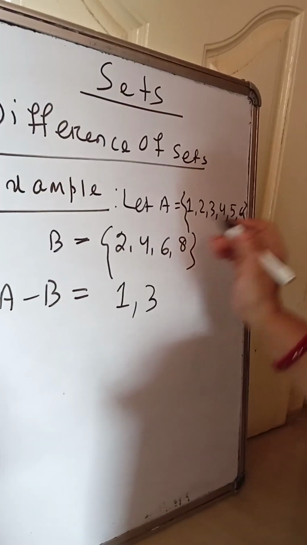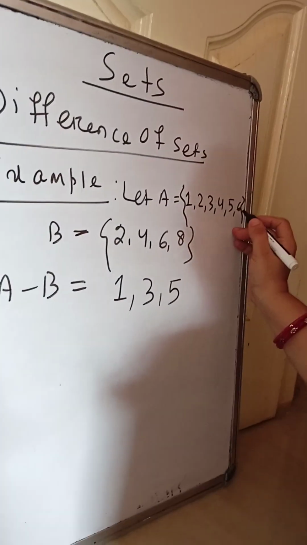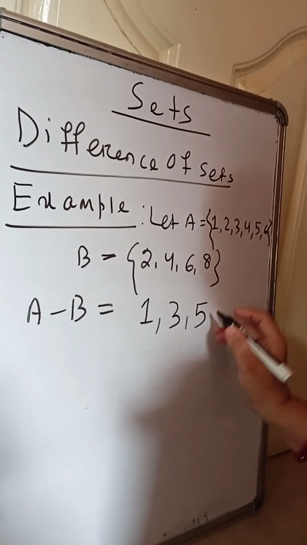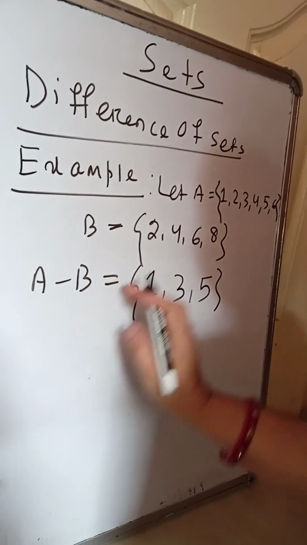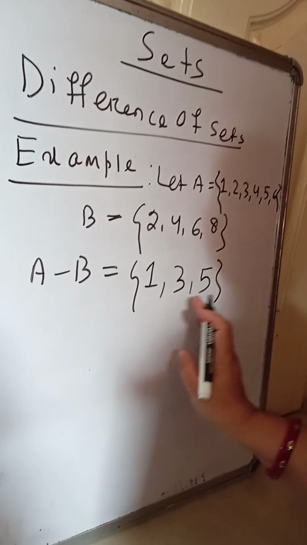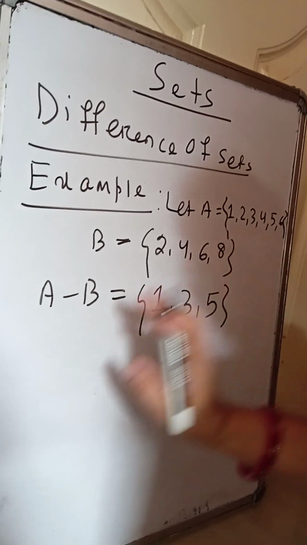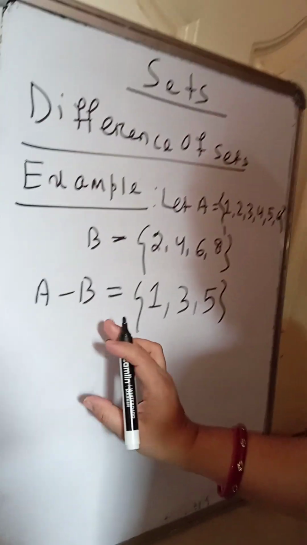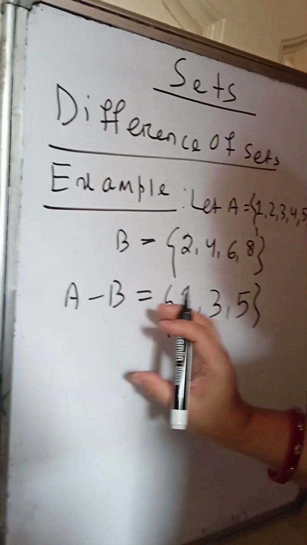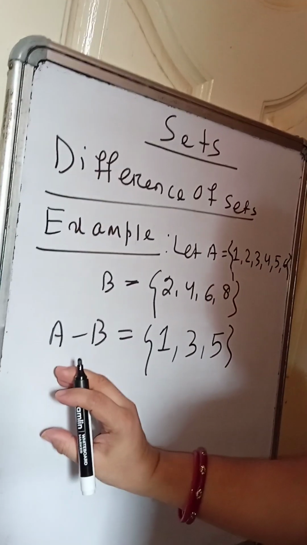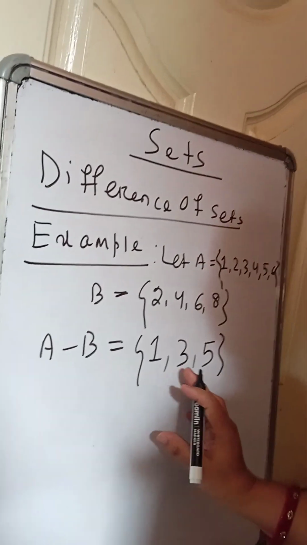5 is present in A but not in B. So we can write 5 in the A minus B set. 6 is present in A but 6 is present in B. So 6 will not be written. So in this case our A minus B is the set of elements 1, 3, 5. These elements are present in A but not in B, because previously we discussed that in A minus B we take only the elements of A, not the elements of B. We will exclude the elements of B from set A. Therefore our A minus B set is only the elements 1, 3, 5.